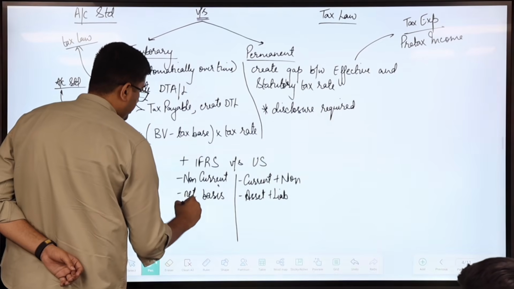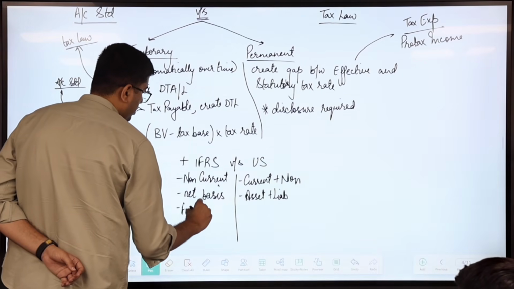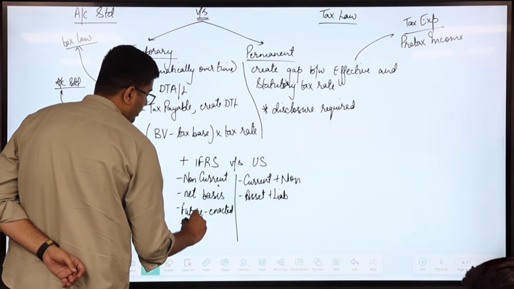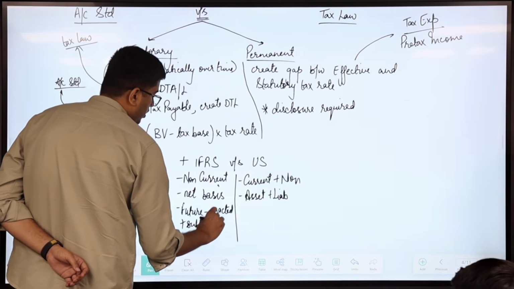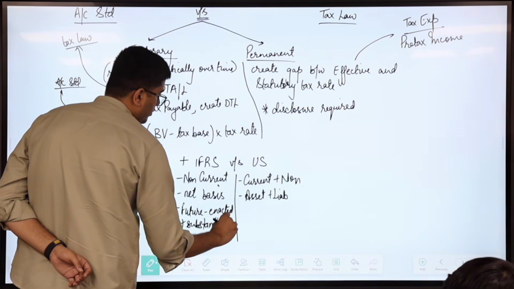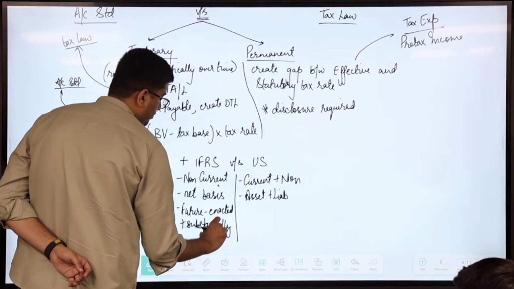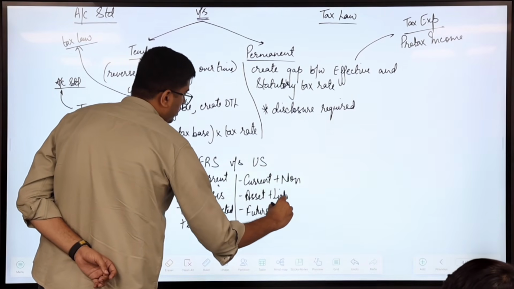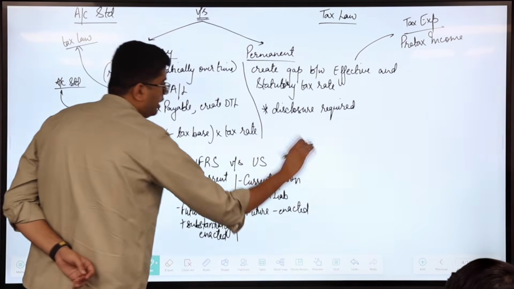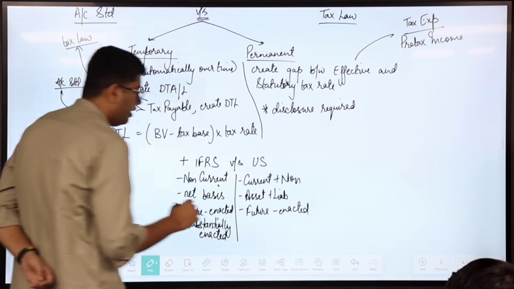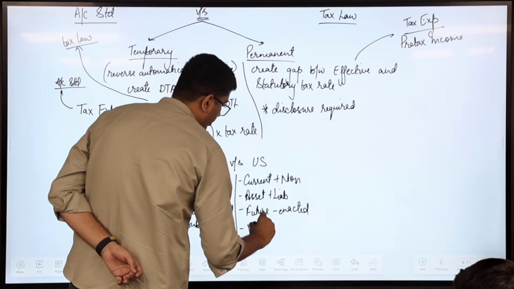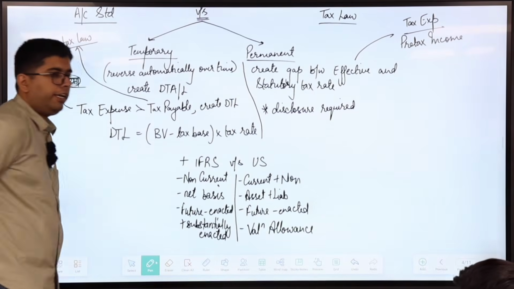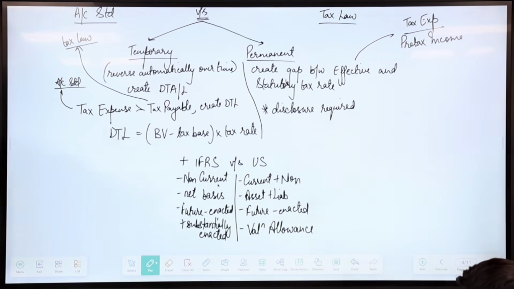Then future tax rate: IFRS says enacted or substantially enacted. US GAAP says the future tax rate only if enacted. If it is actually part of law, only then you can use the future tax rates. And lastly, over here, we have a concept called valuation allowance. If your deferred tax asset is falling, the reduction in the DTA is to be reported separately as valuation allowance.